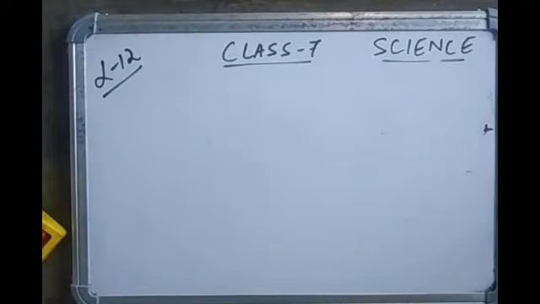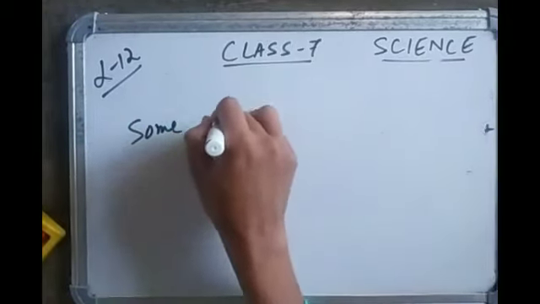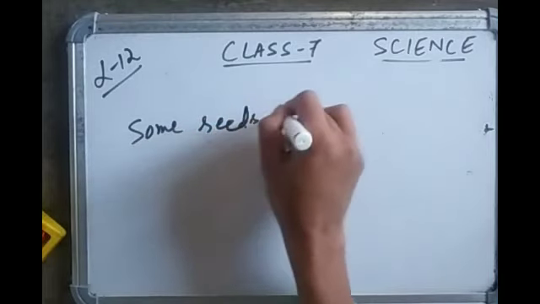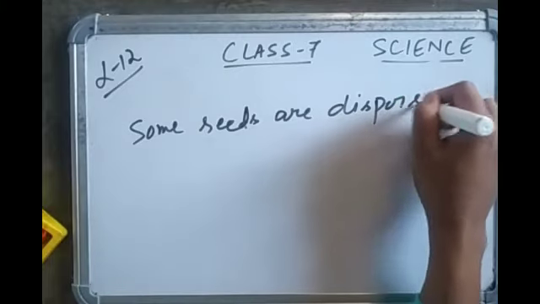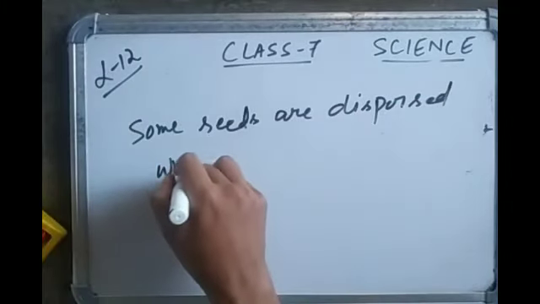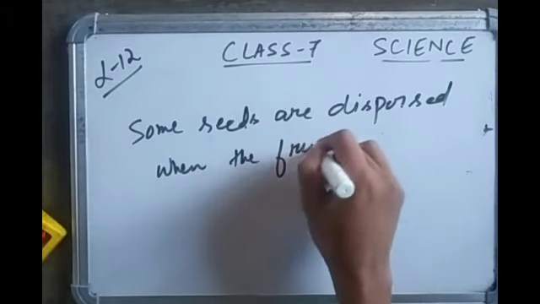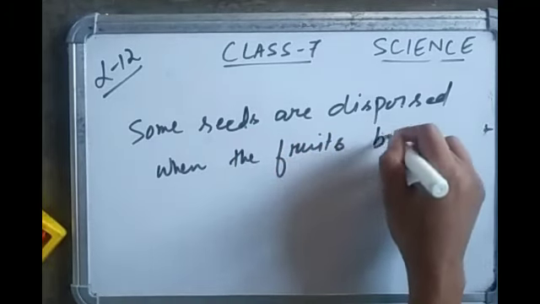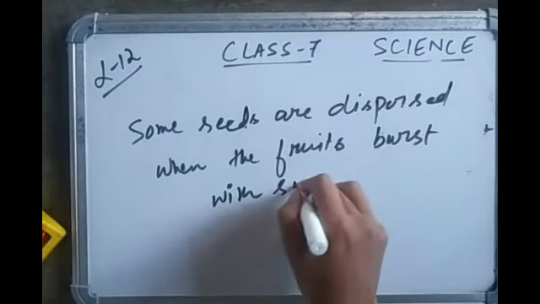Some seeds are blown away with the wind to far away places. Some seeds are dispersed when the fruits burst with a sudden jerk, and the seeds are thrown out.